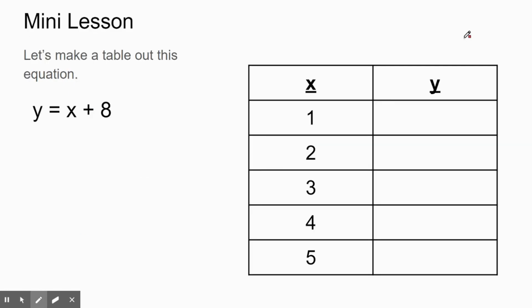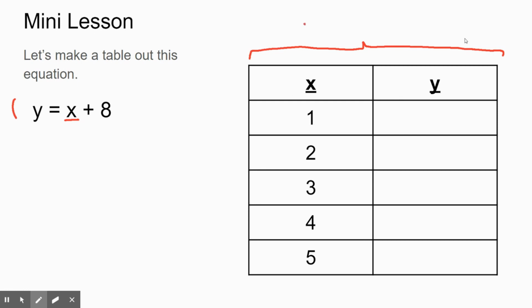So let's start off by making a table from this equation, y is equal to x plus 8. We're going to start with this, and we're going to fill in this table. Now, what's cool about making a table from an equation is we get to choose the values for our independent variable. You remember from our last video, if you don't, go watch it, that x is almost always the independent variable when you are given some sort of equation.